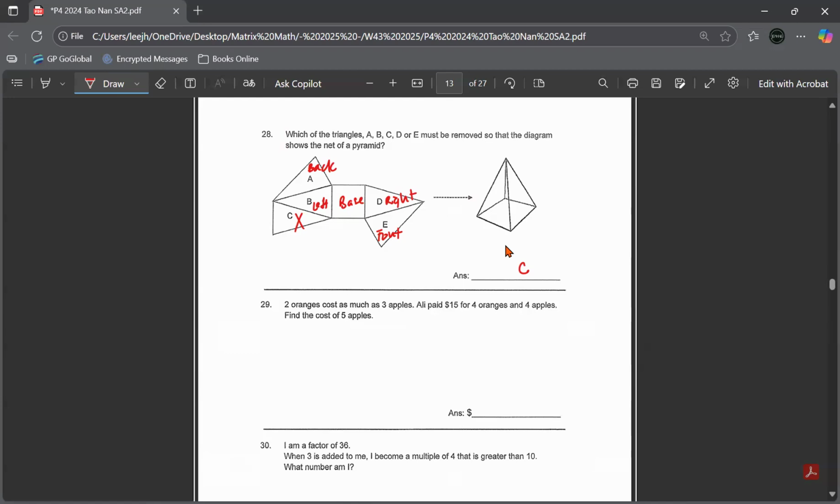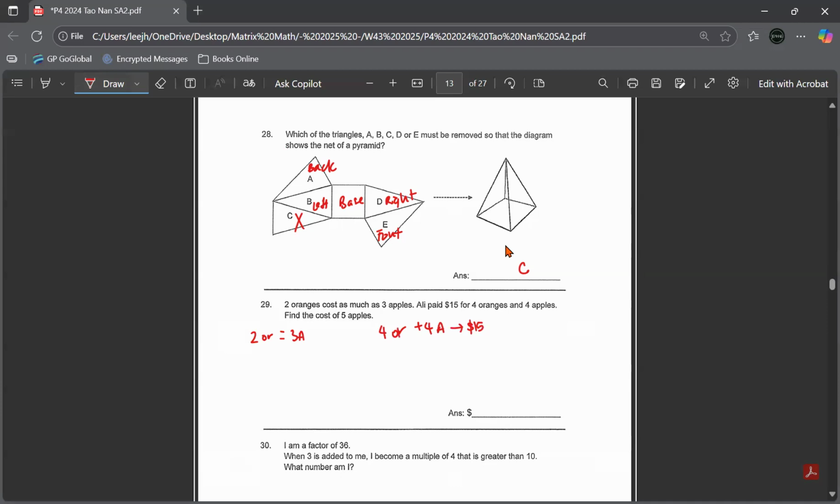Okay. Question 29. Two oranges cost as much as three apples. Ali paid $15 for four oranges and four apples. What is the cost of five apples? So we write down two oranges, I just write O R, okay? Cost as much as three apples means equal to three apples. And Ali paid for four oranges plus four apples. It is $15.